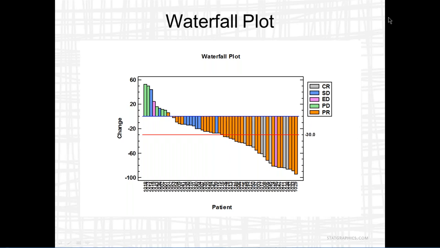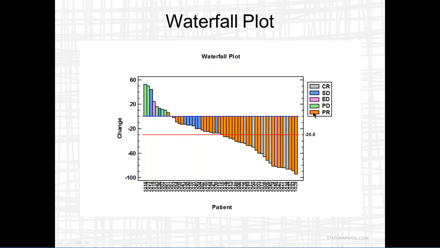plot. What you can see is it's taken the data, it's sorted change from largest to smallest. Okay, now obviously we were hoping that the tumor would shrink, so negative is good. However, there were cases where unfortunately the tumor got larger. And this is again percent change.